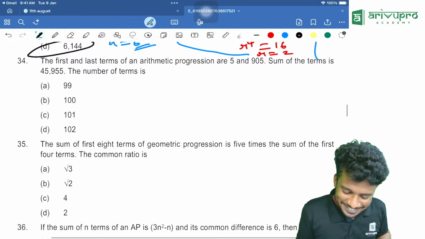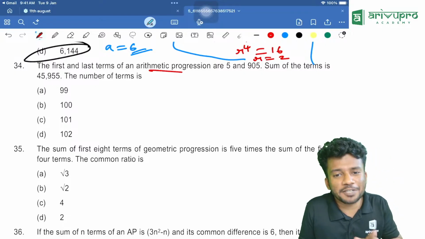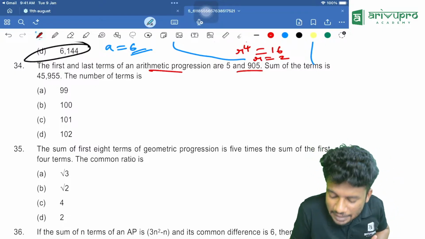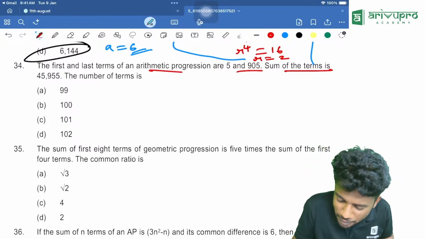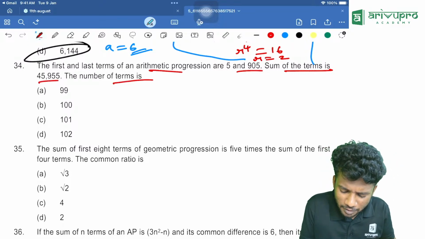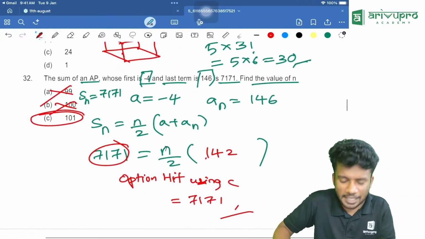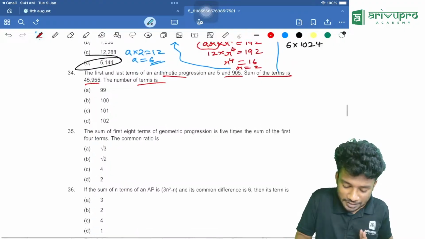Yeah. Next question. The first and last terms of an arithmetic progression are 5 and 905. Sum of the terms is 45955. The number of terms. Again, repetition of same question. The same pattern we can use.